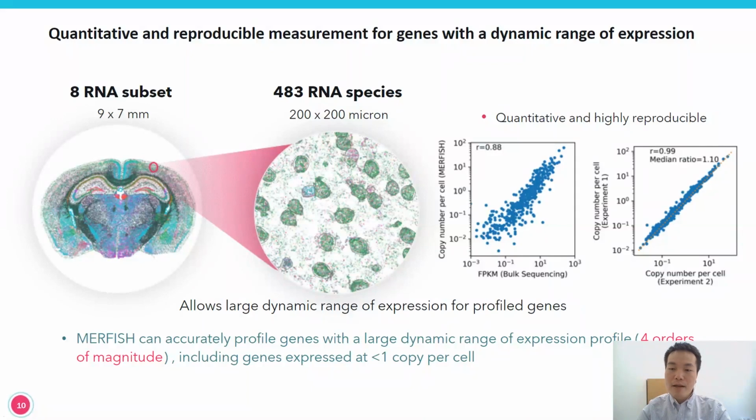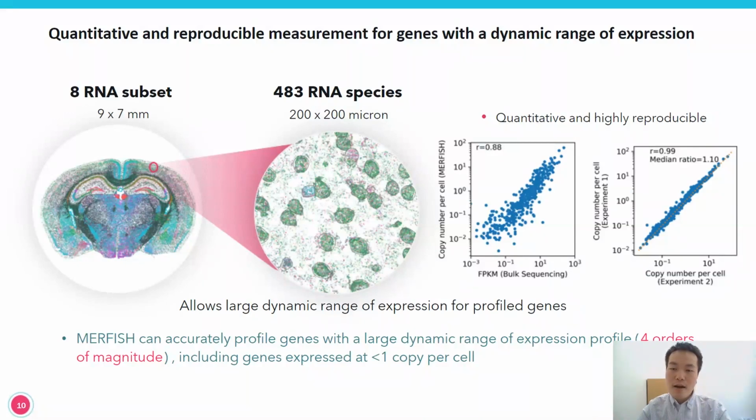For example, by looking at the correlation plot with bulk RNA-seq data here, we got a correlation coefficient of around 0.88. And in between biological replicates, we got a correlation coefficient of 0.99. And what's really important to note is that MERFISH can very accurately profile genes with a very dynamic range of expression profile, including genes expressed at less than 1 copy per cell.